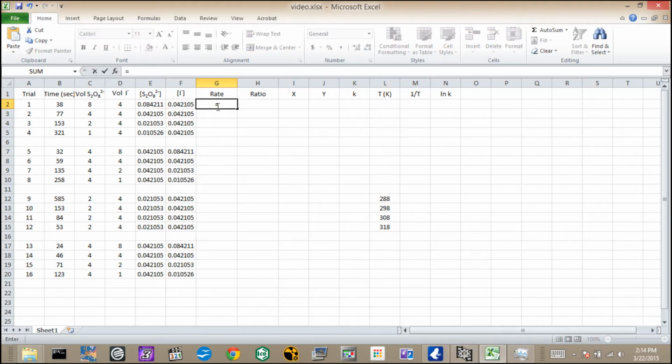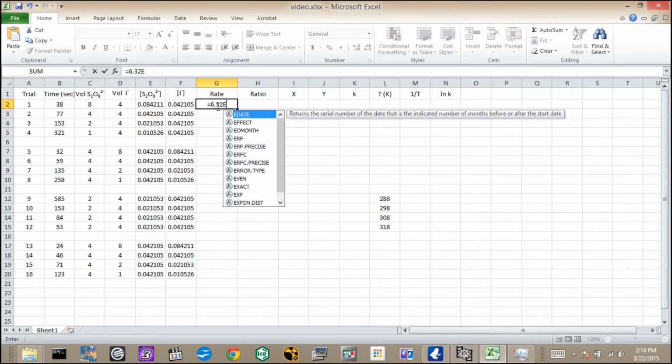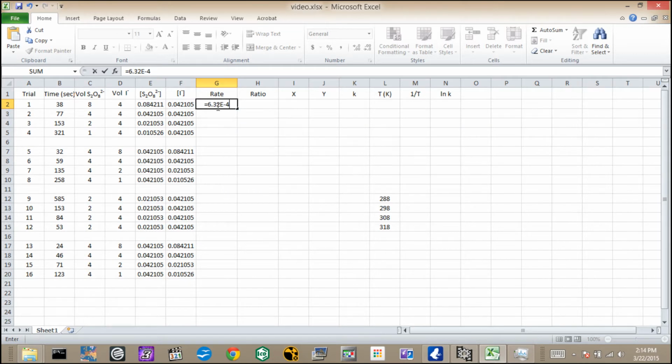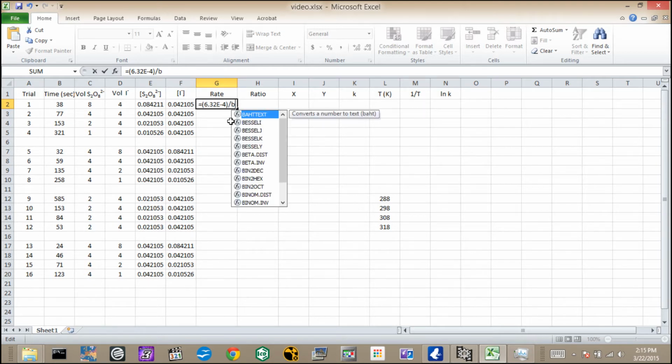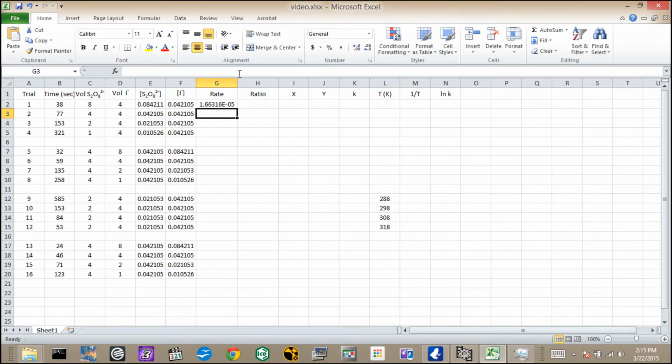So what I'm going to do is put that in, and the way that Microsoft deals with a 10 to the minus is to use the capital letter E. And I'm going to divide that, I'm going to put it in parentheses just to be safe. Probably not necessary, but just in case. And I'm going to divide that by the time, which is column B, and for this trial is B2. So I'm going to divide that by B2, and that's going to give me my rate, which I can pull all the way down as well.